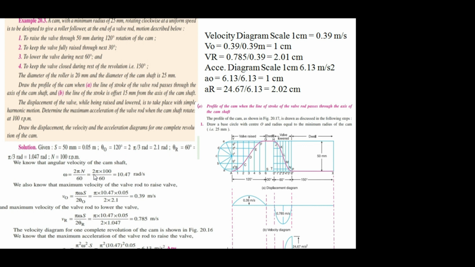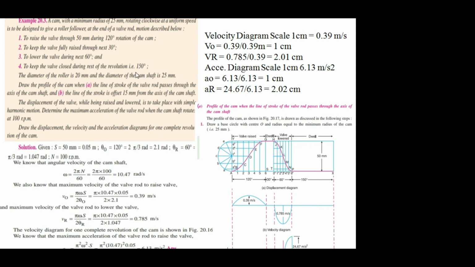Now here the angular speed of camshaft is given and is equal to 100 rpm. From that you can calculate the angular velocity of camshaft, that is omega is equal to 2 pi N upon 60, that is equal to 10.47 radians per second.